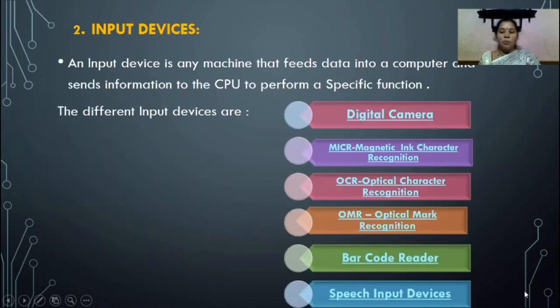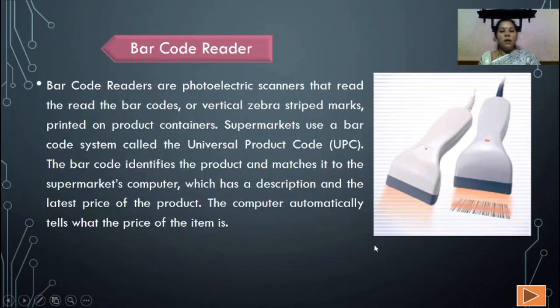So the next input device is your barcode reader. So what is this barcode reader? You might have gone to shops, or malls or supermarkets, and you buy some products. After buying a product, you go to a billing counter to bill it up. Correct? Where the salesperson takes each product and scans it through this device.